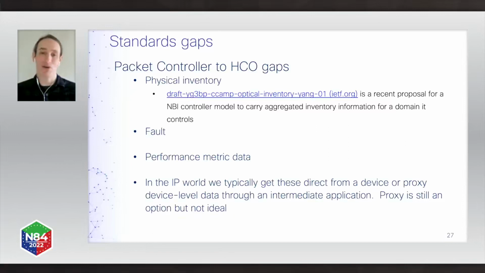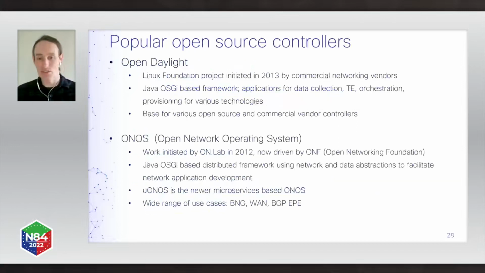So there's still things like fault data and physical inventory data. Recently a draft was introduced, and it says optical, but I think it'll be expanded to cover packet layer devices as well. It's really just a way to aggregate data from multiple devices into a single model that can be exposed northbound to different controllers. So like I said, in the IP world, we've got a few gaps that I think need to be solved in order to make that more applicable.